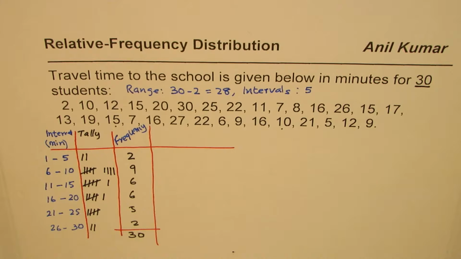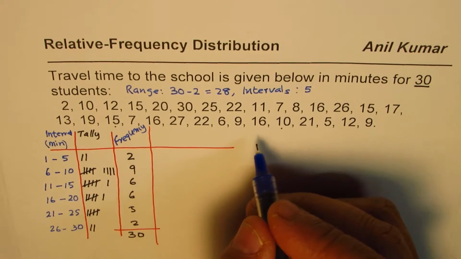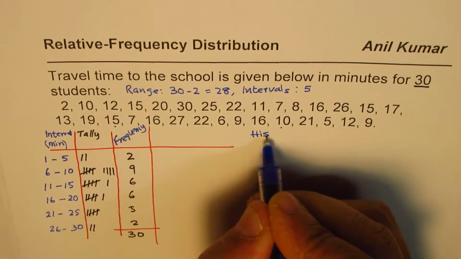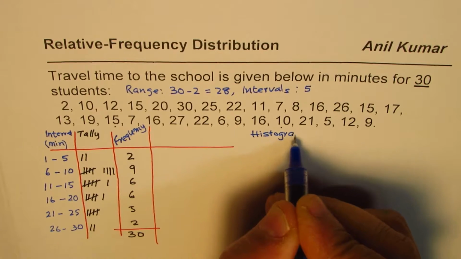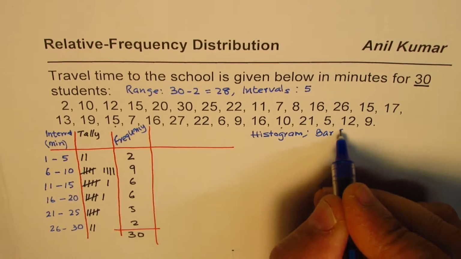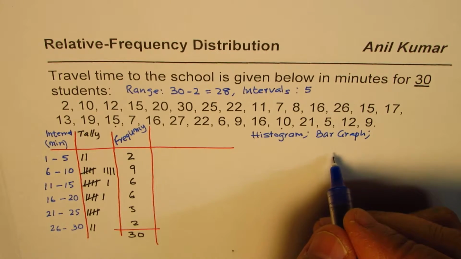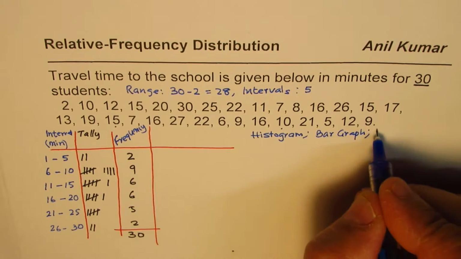Now, what kind of graphs could you do? So let me take that up also. So at this stage, we could have a histogram. Okay, we could have a histogram. We could have a bar graph. Okay, we could also have a frequency polygon.